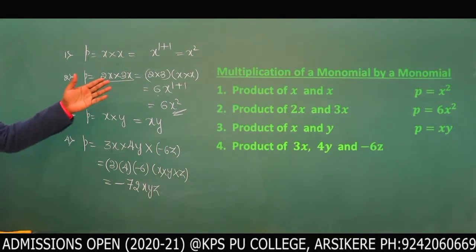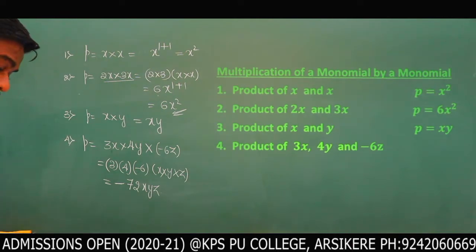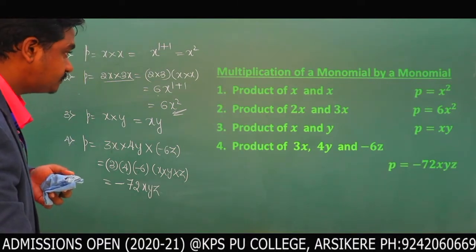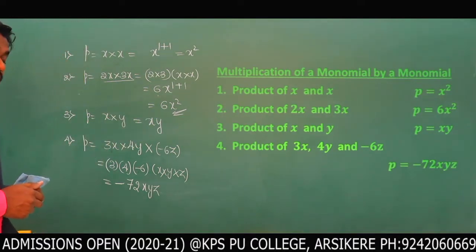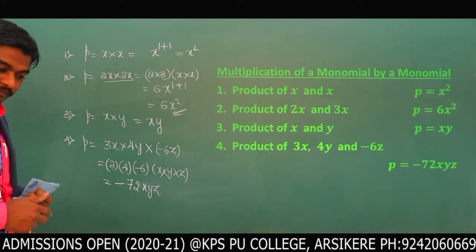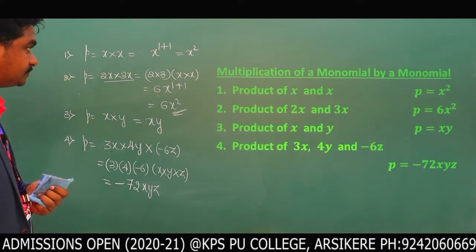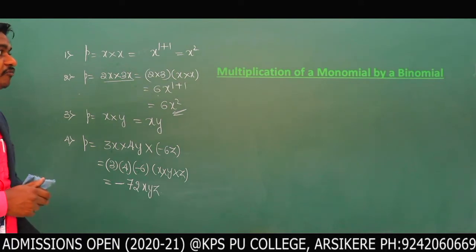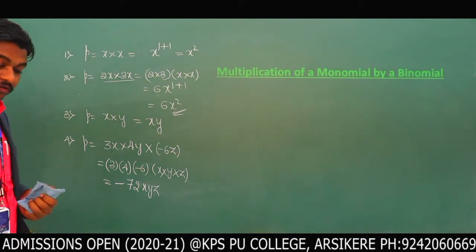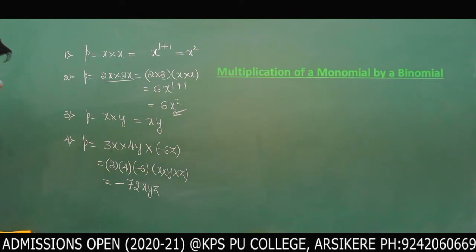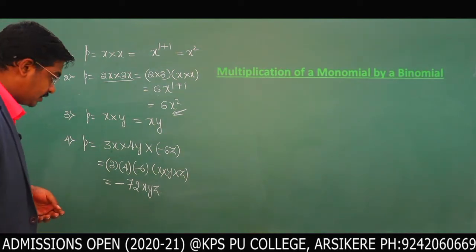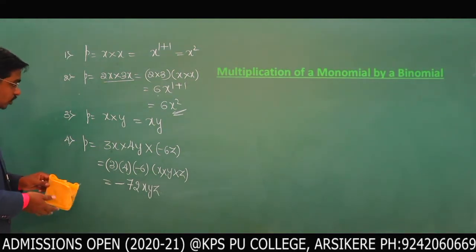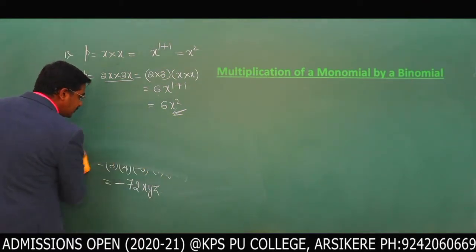So we have discussed the product of monomial with monomial. The product becomes minus 72xyz. Now what about the next one? Multiplication of monomial by binomial. This is very important. When we get a monomial and a binomial, binomial means having two algebraic terms. Then how to simplify that kind of problem, we'll discuss here.